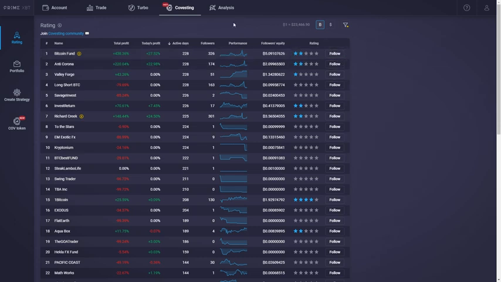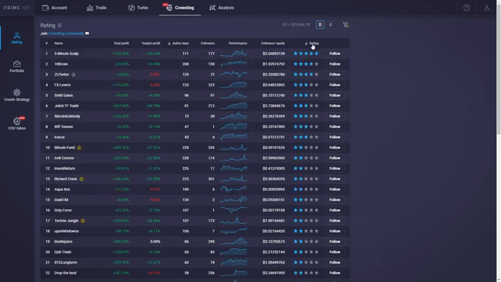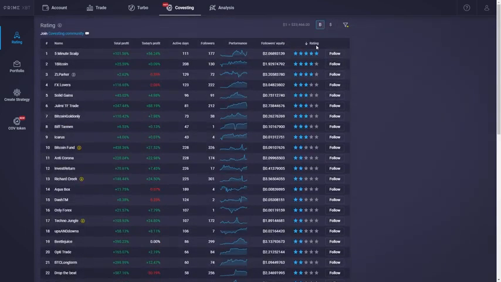Here you can see that this trader actually only has 2 stars, but if you click on the rating right there, you can sort the traders by those stars right here. But as I said, I would not really pay attention to only one metric. I would also pay attention to the active days and also to the total profit.